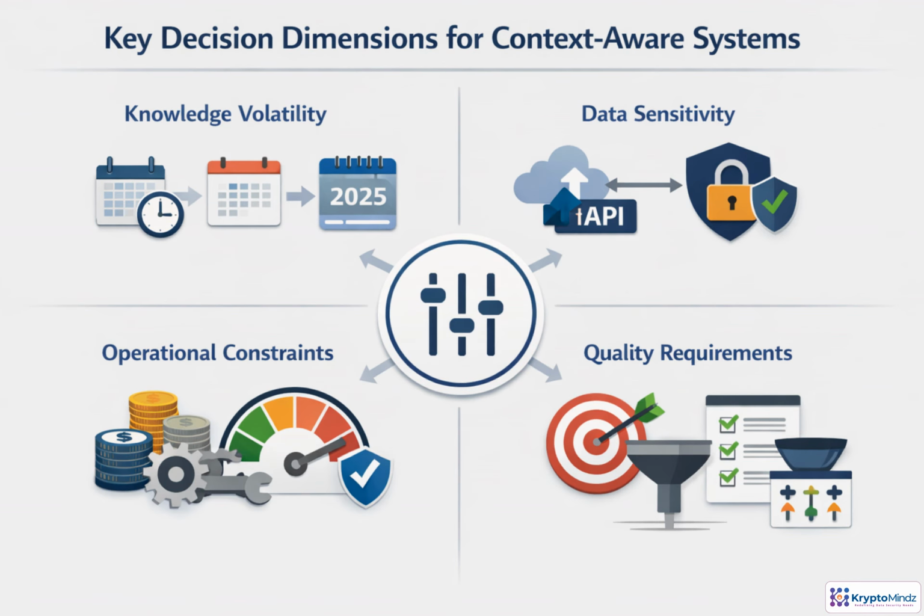A context strategy is not just about which model scores highest. First, look at how quickly the knowledge changes. Then check data sensitivity. Can information leave your environment? After that, weigh operational constraints like cost, traffic, latency, and maintenance. Finally, define quality needs: accuracy, consistency, explainability, and control. The best architecture is the one that balances these dimensions for your actual use case.